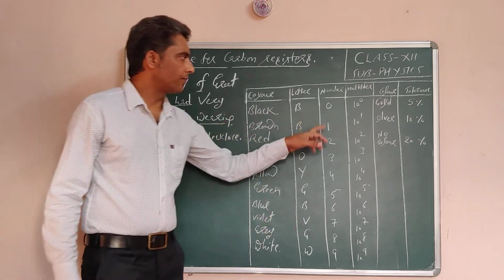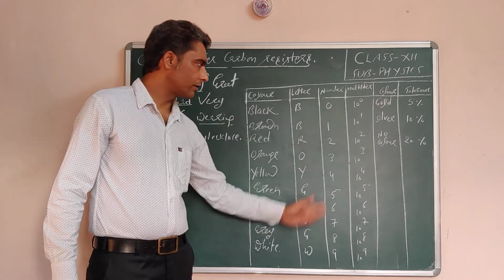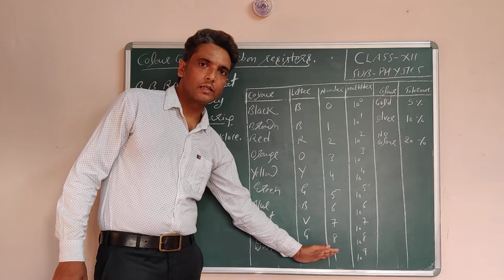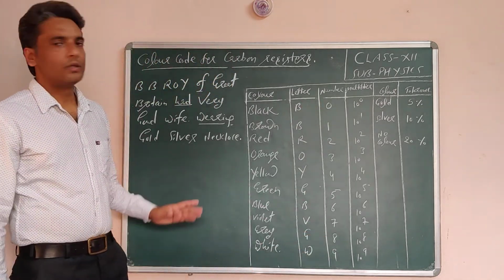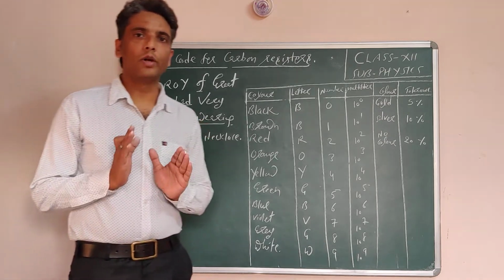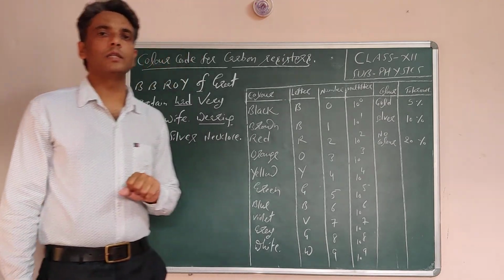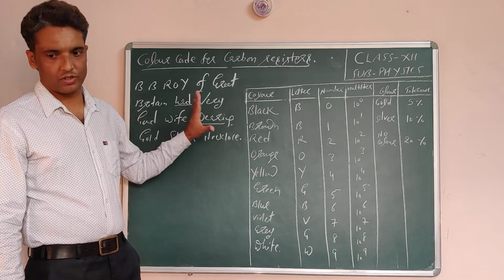And we start from 0, 1, 2, 3. So these are the 10 letters and hence 10 digits. So we can use the method of this color coding for finding the resistance of carbon resistors.